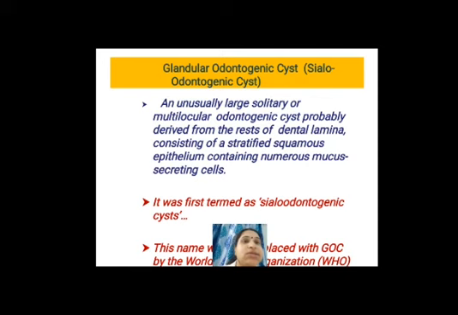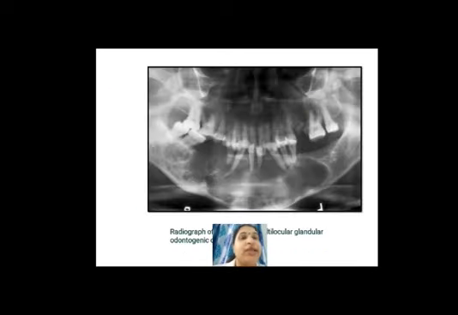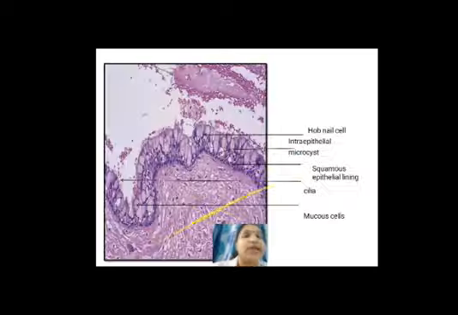Glandular odontogenic cyst is also called a sialo-odontogenic cyst. It is derived from the cell rests of the dental lamina. It is named so because the cyst has stratified squamous epithelium containing numerous mucus secreting cells. This cyst is very common in the anterior portion of the mandible, and it is also highly aggressive in nature. So you can see the epithelium with so many mucus cells.